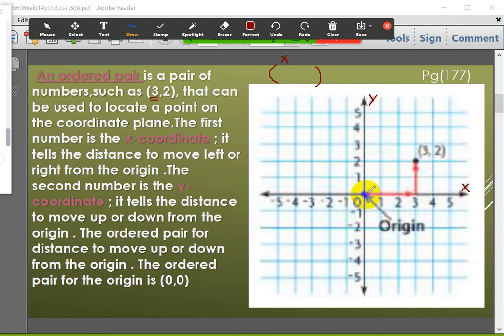Okay, that means according to the x coordinate on the x number line, I have to move to the right side 3 steps. That means 1, 2, 3.